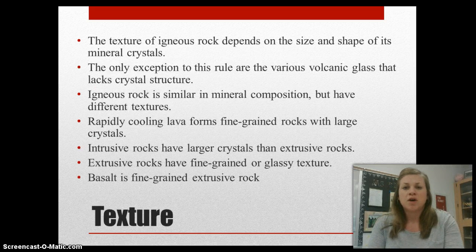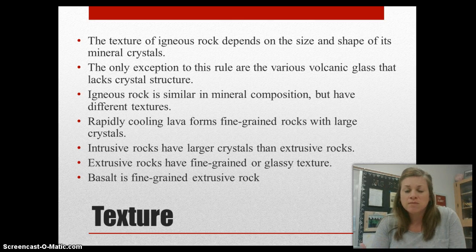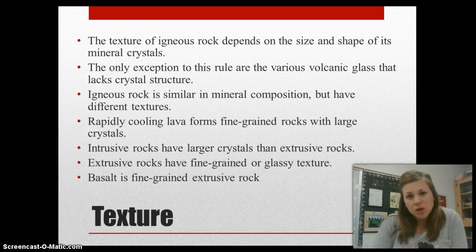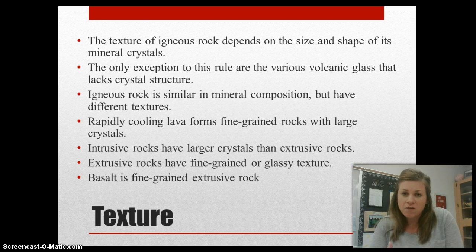The texture of igneous rock depends on the size and shape of its mineral composition. The only exception to this rule is various volcanic glass that lacks the crystal structure. Obsidian would be an example there. Igneous rocks are similar in mineral composition but have different textures. Some are rough and some are smooth. This all comes from how quickly the lava cooled. So rapidly cooling lava and slowly cooling lava are going to give the rock different textures.